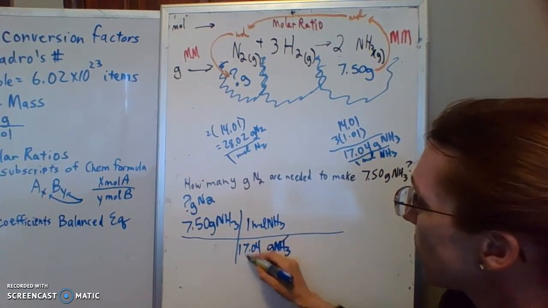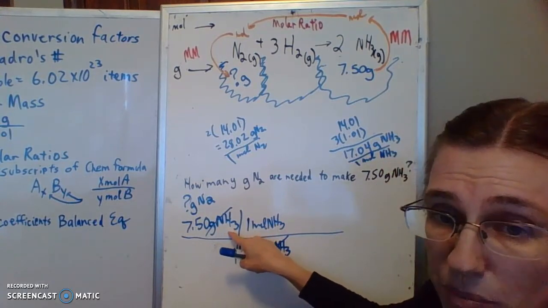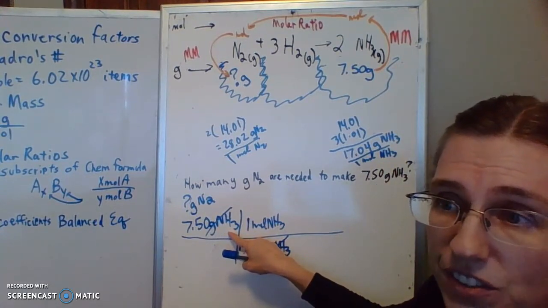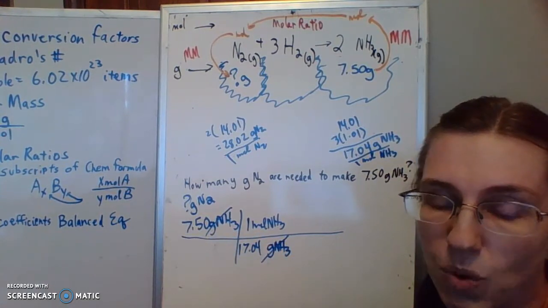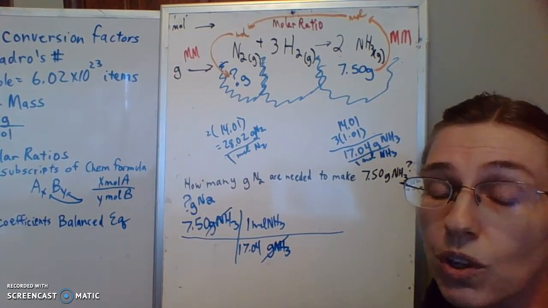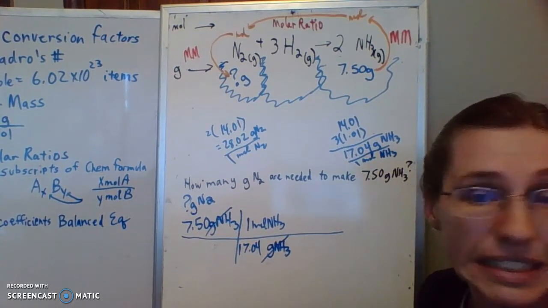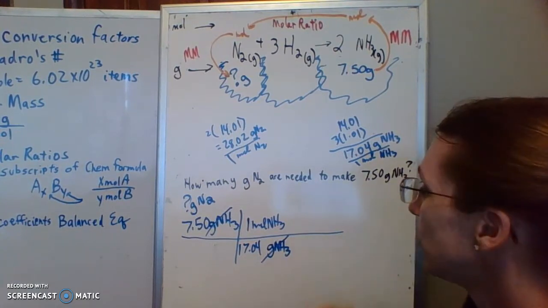Okay, grams of ammonia cancels out with grams of ammonia. We have to specify what we're talking about here. Because, for instance, if we just put grams, we're not going to know what cancels out what. Because it's grams of ammonia, grams of nitrogen. Grams of ammonia will only cancel out with grams of ammonia. It does not cancel out with grams of nitrogen. Okay? So do keep that in mind.